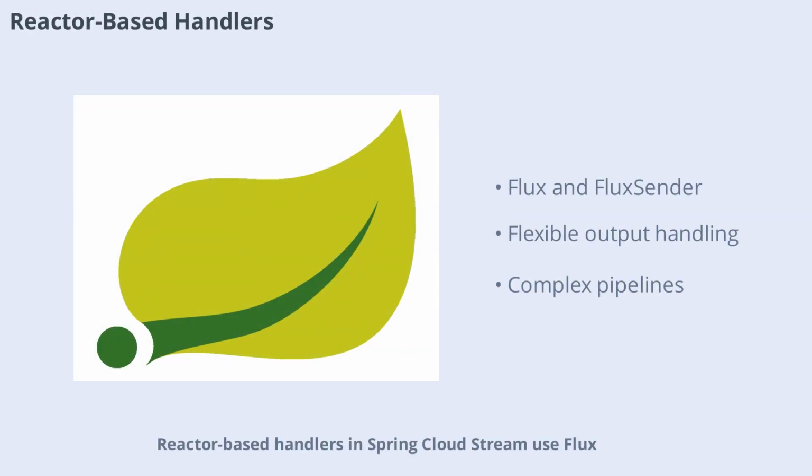Reactor-based handlers in Spring Cloud Stream use Flux and FluxSender types for processing streams of data. You can annotate method arguments with @Input and @Output to connect to specific channels. This model supports both single and multiple output scenarios, providing flexibility for complex data processing pipelines.